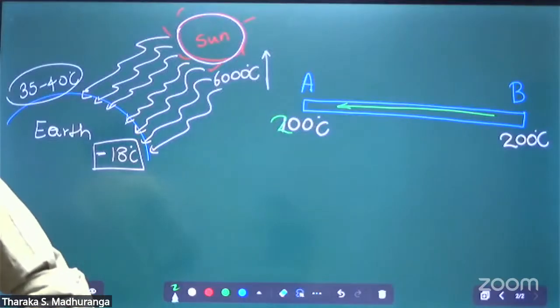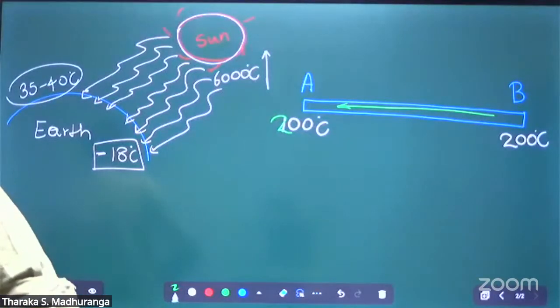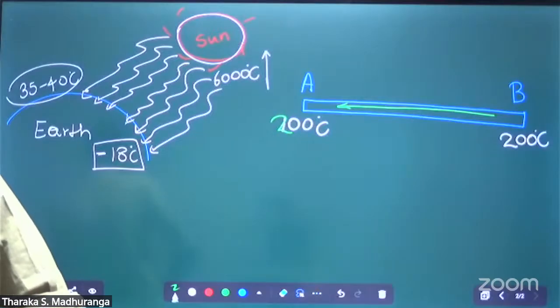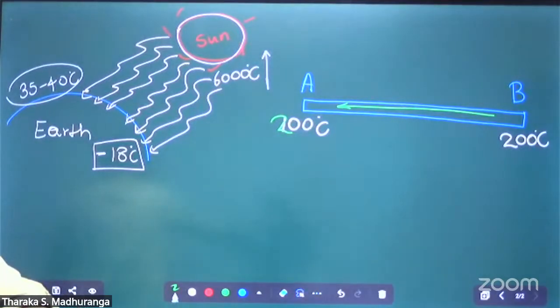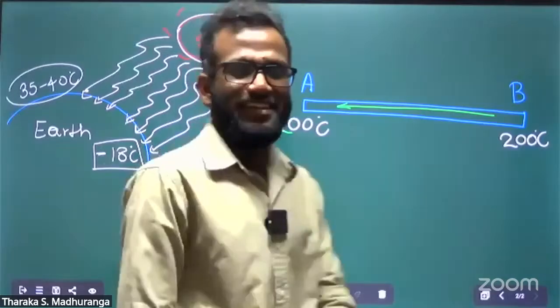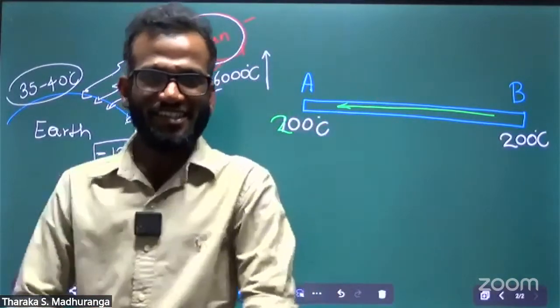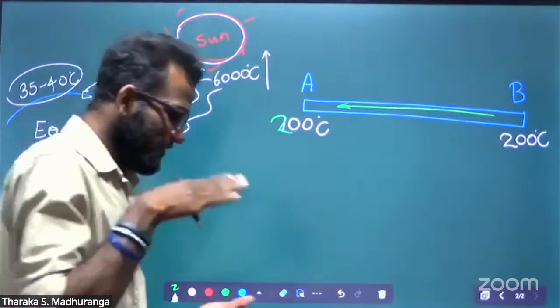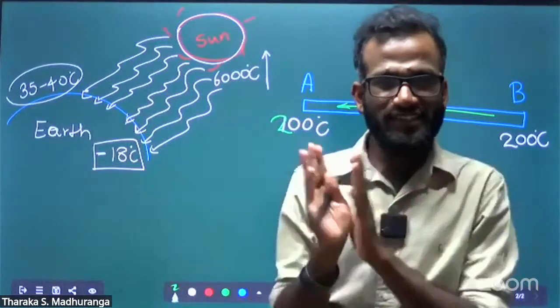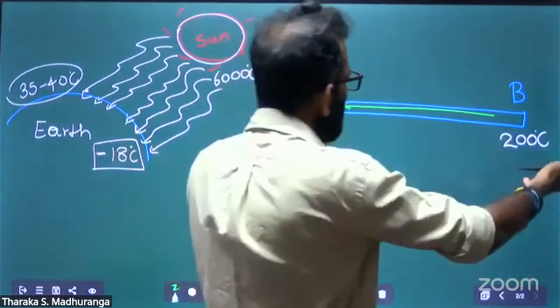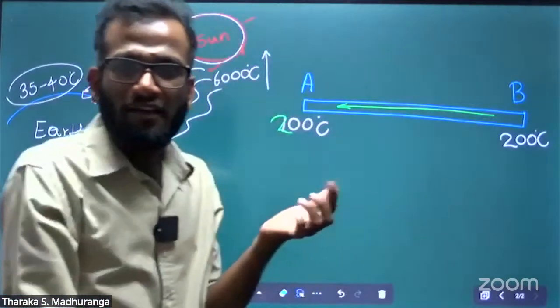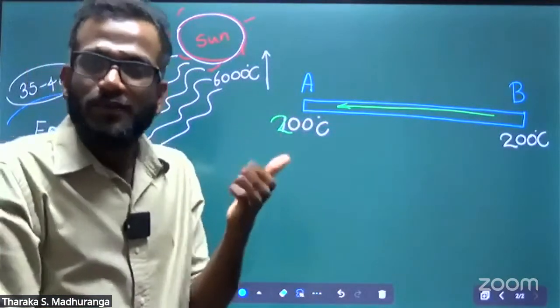Yeah, what do you think? Both sides temperature 200. No, no, no. Your basic knowledge about heat is very low, you know. Okay, everything you can understand. I ask, if both sides are 200, where to where? A to B?